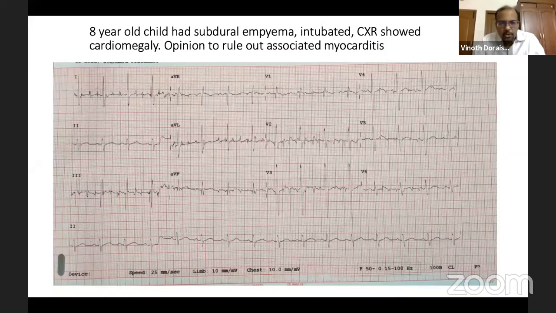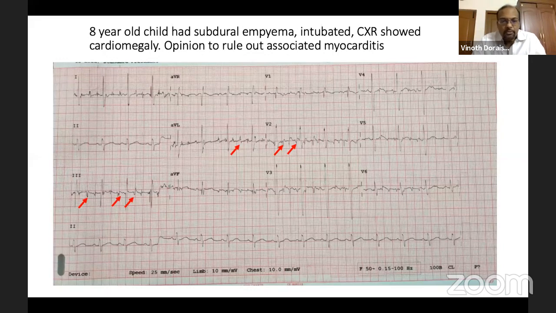So consider this 8-year-old child who had a subdural empyema and was intubated. Chest X-ray showed cardiomegaly. So I was called for an opinion to see if there was any associated myocarditis. So ECG was taken. When you look at this ECG, it looks very bizarre actually. You can see multiple abnormal waves which we are not able to identify, whether P wave or T wave. We are actually not very sure. So we might think this might be an arrhythmia.